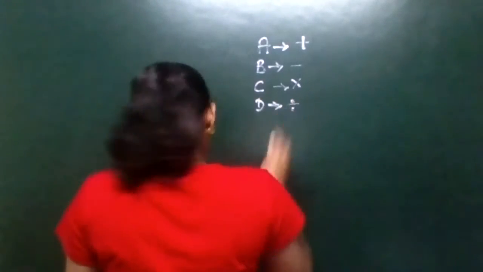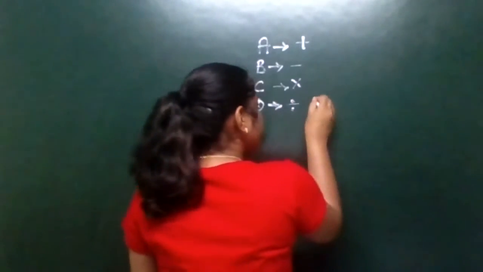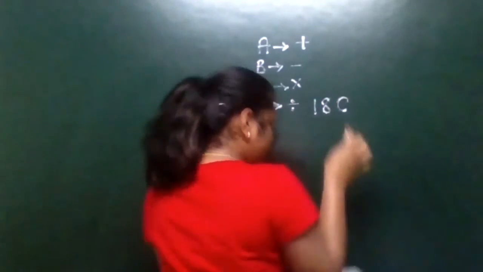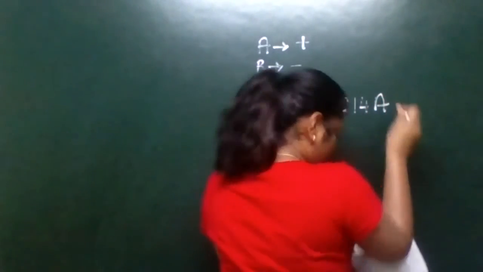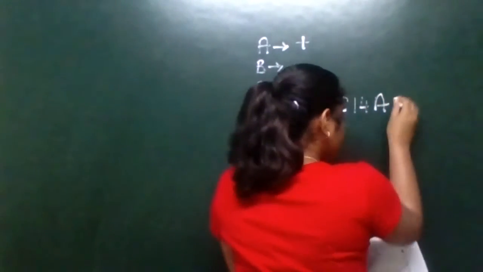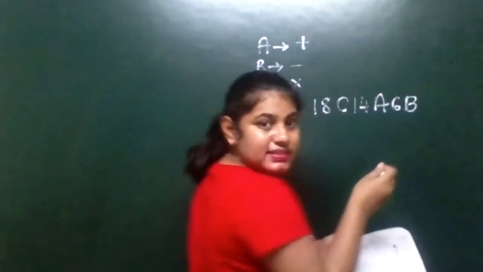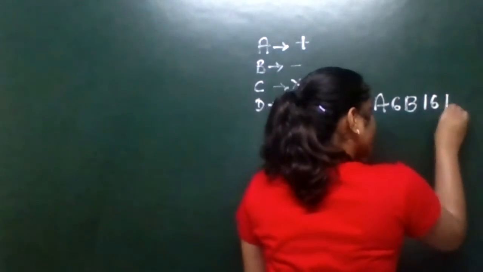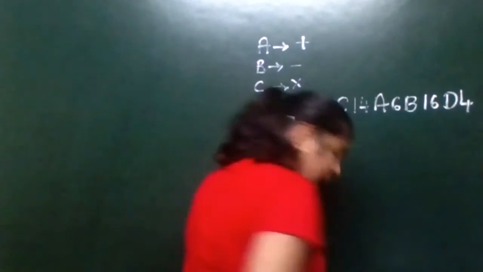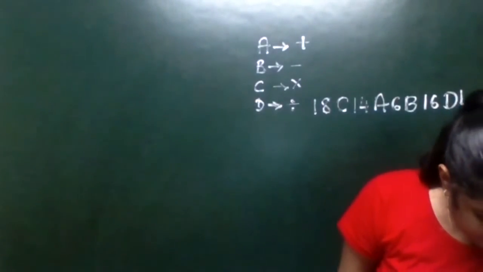Okay, guys, listen to me. It is very easy. You have to find out 18C14A6B16D4. How to solve this? Ma'am, you didn't teach this, ma'am. Guys, it is very easy.